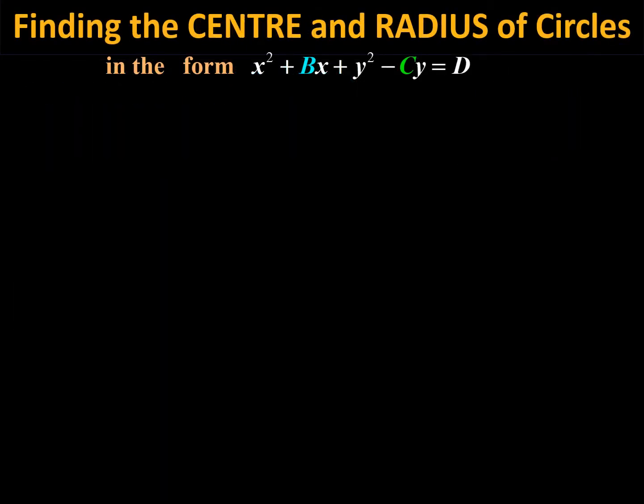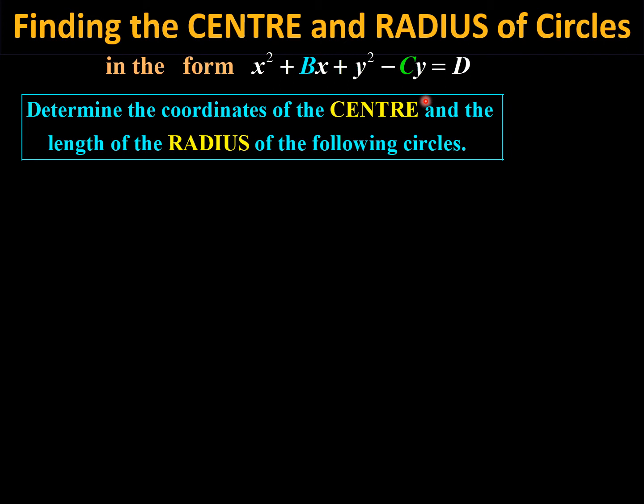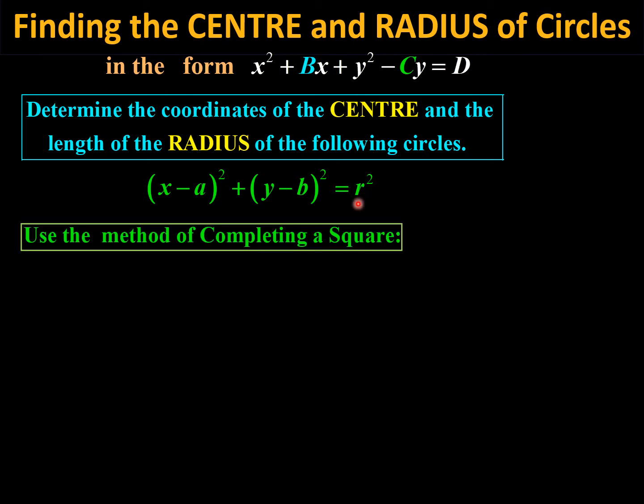Let's look at one of the other concepts we did in the first video, and that is to find the center and radius of circles that are given in this form, not the form that's on the information sheet. So how do we do that? We want to write this circle equation into this form, and the method that we use there is the method of completing the square. So let's recap that.